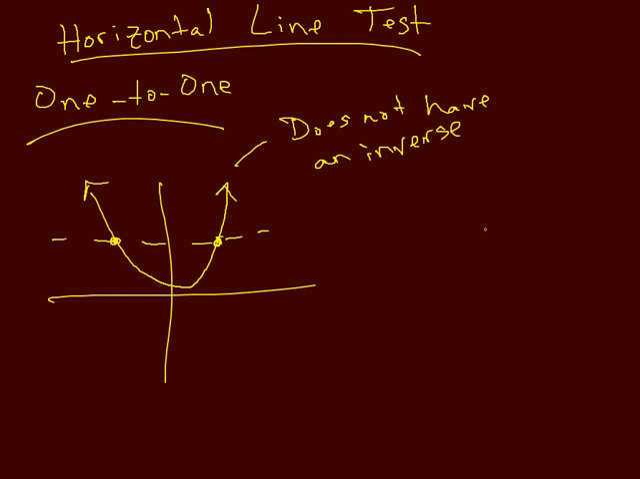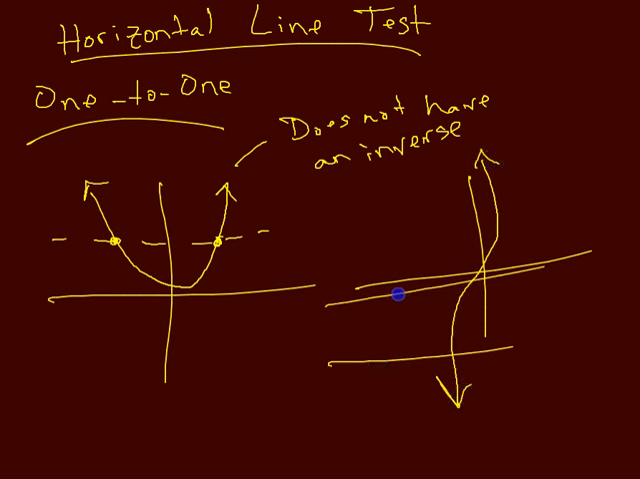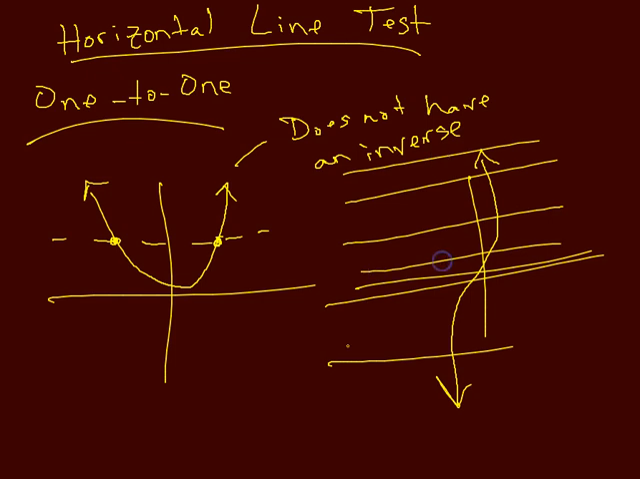Another example is a cubic. Let's just look at a cubic graph here. It looks something like that. Notice that this would pass any horizontal line we would draw, and since it passes the horizontal line test, it does have an inverse, and its inverse is also a function. Okay, let's take a look and see how we actually find an inverse.